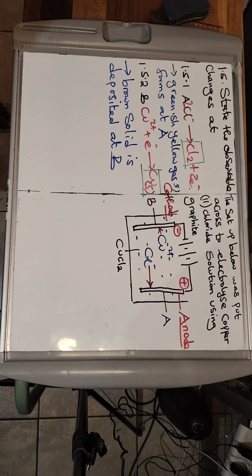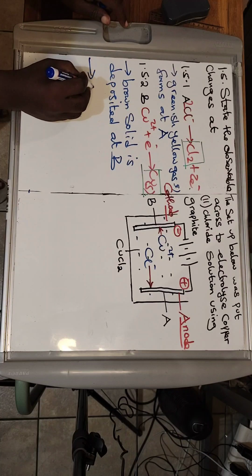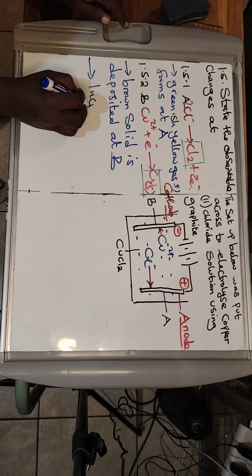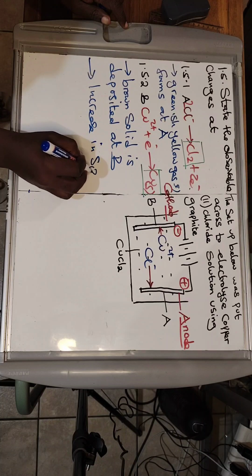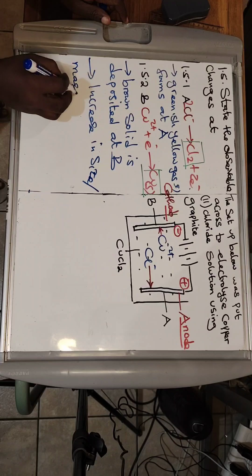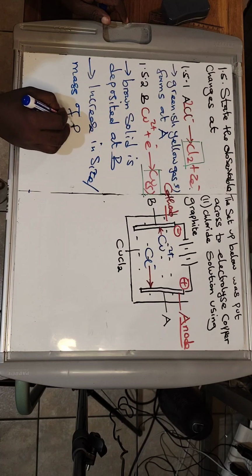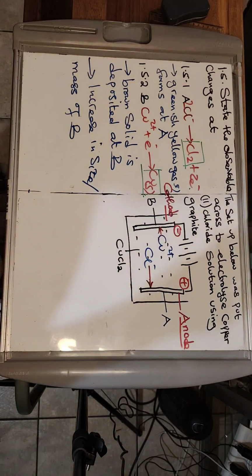Okay, what does that lead to? It leads to another observation, which is increase in size. If you don't know what size, you can say mass of B. That one is also observed. That one can be answered also like that.